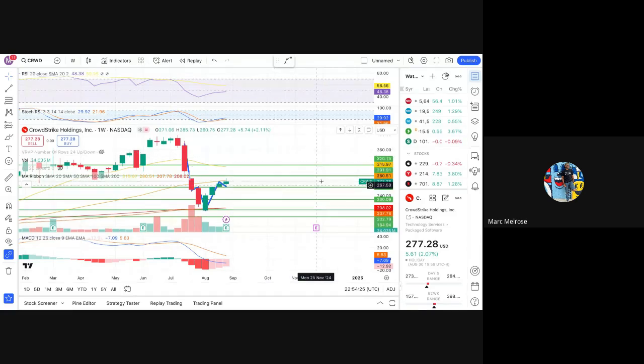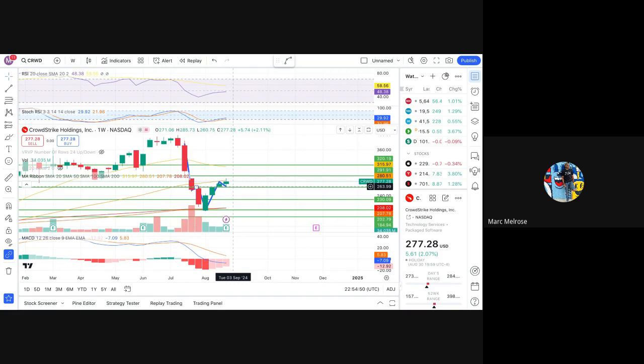So currently, CrowdStrike is at 277, and it's in between support and resistance. Earlier, we drew resistance maybe a week or two ago at about 290. So that's where our resistance is looking at. And then our support line we drew was at about 260. So we're looking at support at about 260.